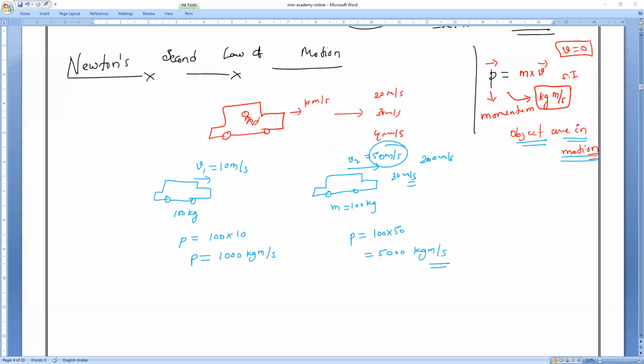If the velocity is high, the momentum is high. If you want to increase the velocity, you need to apply a greater force. Yes or no? Force is the only thing that changes the velocity. Am I right or wrong? Yes, sir.